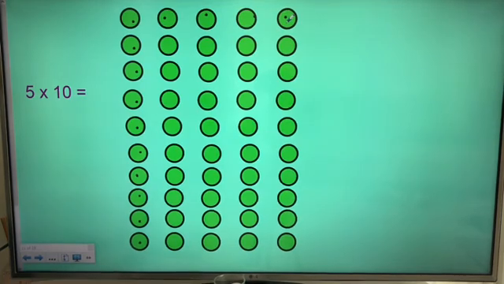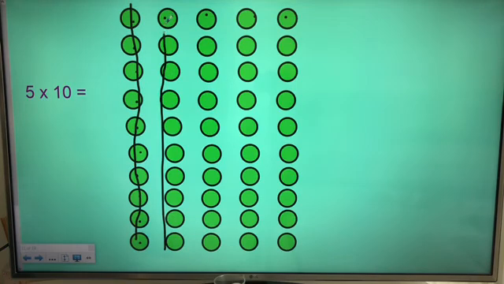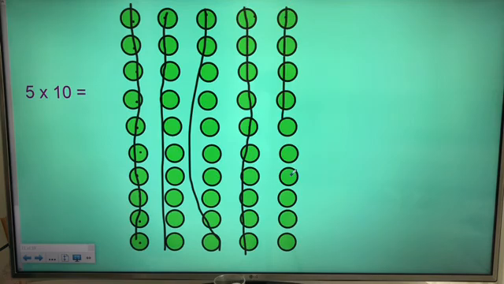Fantastic. So we need to count up all the circles now to find our answer. But we don't need to count them all up individually because we can use our knowledge of counting in tens to find the answer. So are we ready? Count each group of 10. Stop, stop, go. 10, 20, 30, 40, 50. So 5 times 10 is 50. Brilliant job if you got that one right.